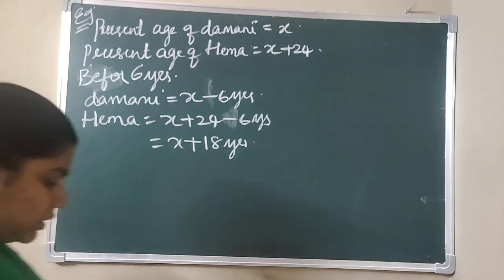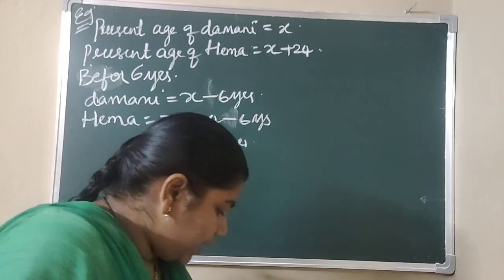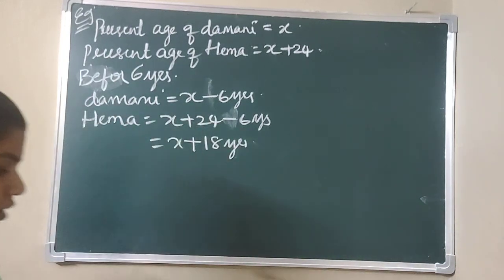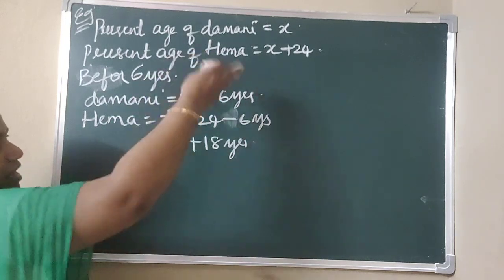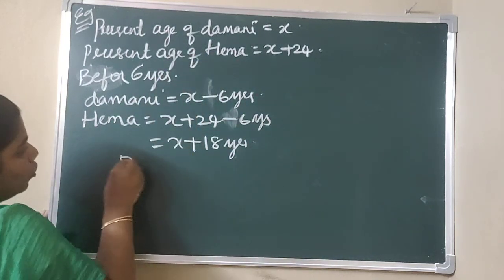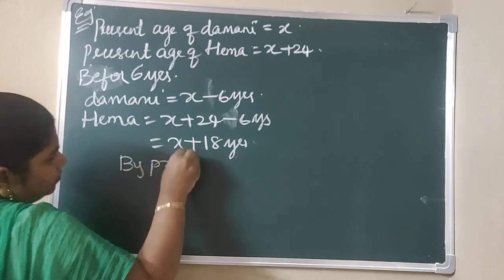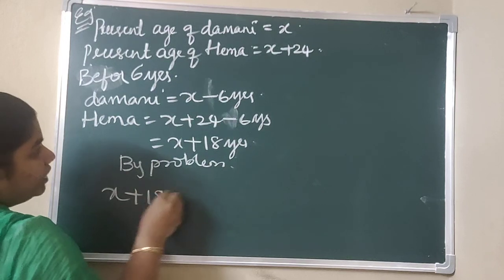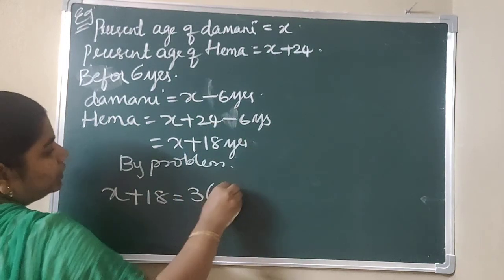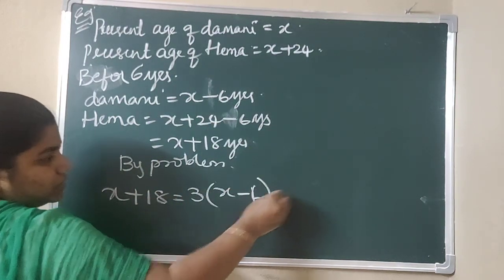So what is the age? What have they compared here? Hema was thrice as old as Damini. So here 3 times of Damini. She is 3 times older than Damini. So by the problem what can we write? We can write it as x plus 18 is equal to thrice of Damini, that is 3 into (x minus 6).